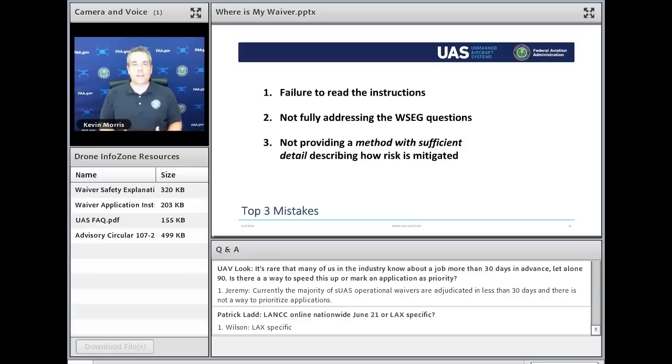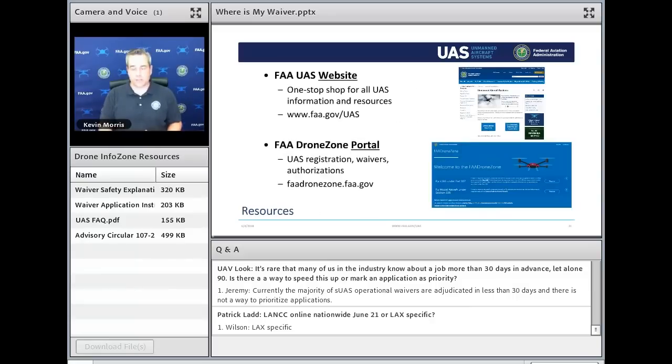Finally, one of the things that we have a lot of concern with is that folks are not providing a method with sufficient detail describing how risk is mitigated. And if you're reading that last bullet point thinking, there's words in there that are just foreign to me, I'm not used to dealing with them, I don't know what this guy is talking about, there's good news for you. Our very next webinar series is going to be all about risk assessment, hazard identification, mitigating those risks in terms of applying for a waiver. So that's coming up next. But that is still one of the big issues that we have when people are submitting their waiver applications.